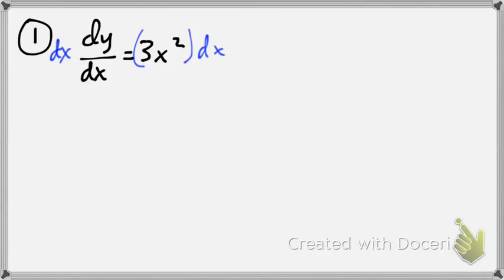Separating the variables is treating the dy dx like a fraction, for example, dy over dx. We can multiply both sides by dx. So you can treat them like a fraction like that, and then you would rewrite the left side as just dy, and then you would rewrite the right side as 3x squared dx.